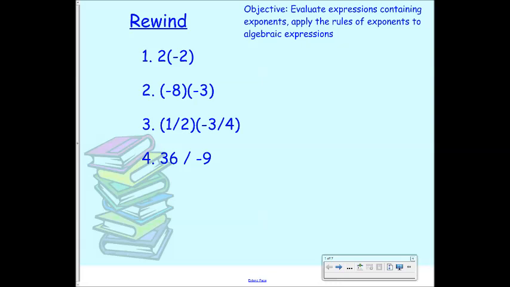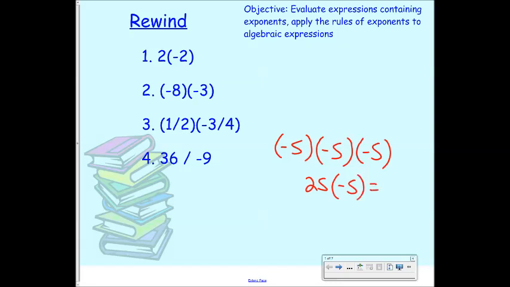Okay, because for example, -5 times -5 times -5. What happens with these two? They cancel out, so that becomes positive 25 times -5. So your answer ends up being negative 125. And how many negative signs were there? 3. So an odd number of negative signs means your answer will be negative. An even number of negative signs means your answer will be positive.